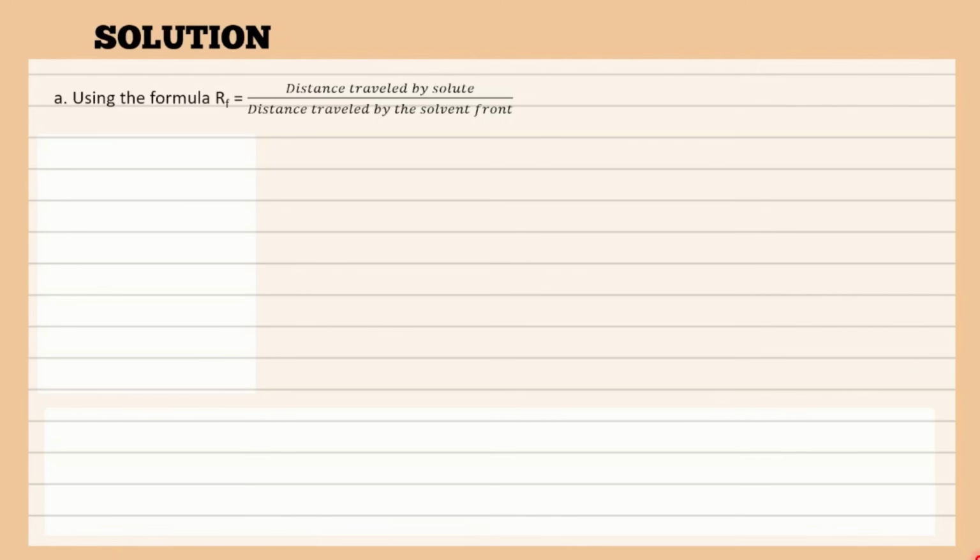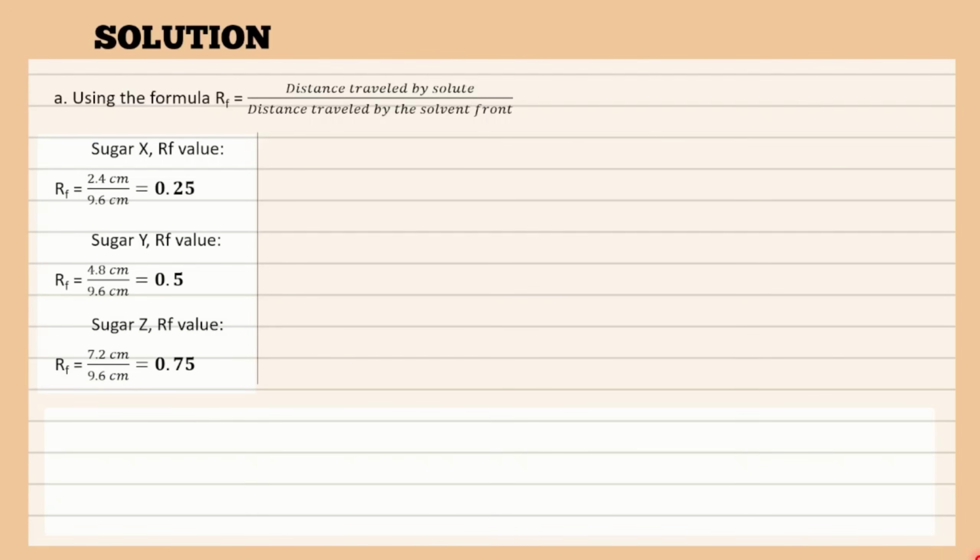All right, so solution. First, we'll be using the formula RF equals distance traveled by solute over the distance traveled by the solvent front. So for sugar X, that gives us 2.4 divided by 9.6 cm. For sugar Y, that would be 4.8 divided by 9.6 cm to give 0.5, and for sugar Z, that would be 7.2 divided by 9.6 cm to give 0.75.